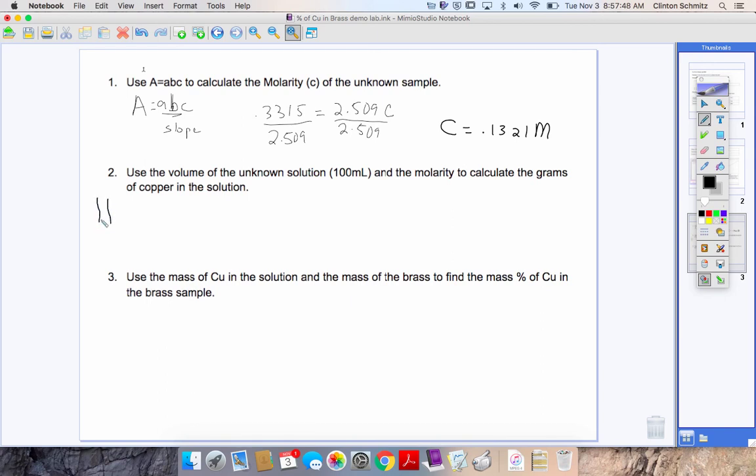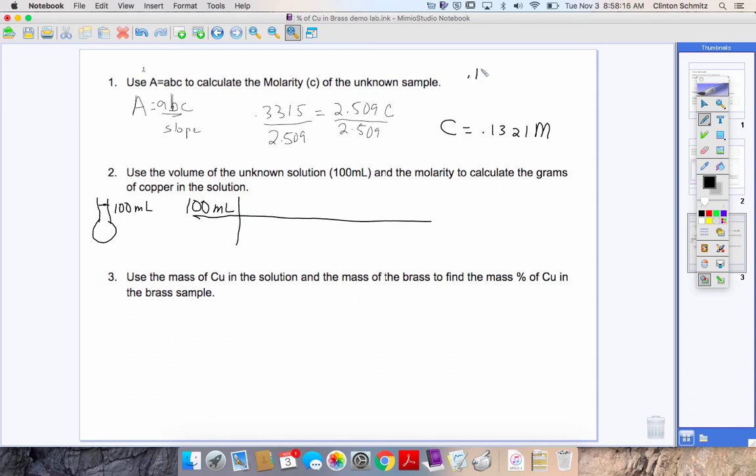Now we're going to use the volume. What I did is I took your unknown and put it in a volumetric flask, and that volume is exactly 100 milliliters because I filled it up to the line on the flask. So now you're going to use the molarity that you calculated to calculate the grams of copper. You're going to start off with 100 milliliters of solution.